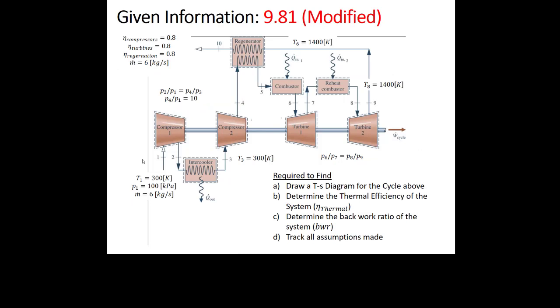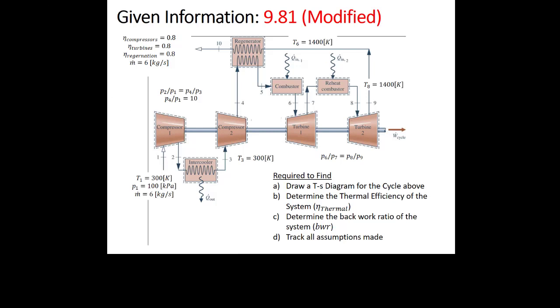So now we've got a big, long problem to do. I don't think I'm going to solve this numerically, but I will walk you through the process. This is a pretty complicated Brayton cycle, with all the trimmings. It's got intercooling, reheating, and regeneration. This problem asks us to draw a TS diagram, determine the thermal efficiency, find the backwork ratio, and then track all our assumptions, which we should always be doing in a problem anyway.